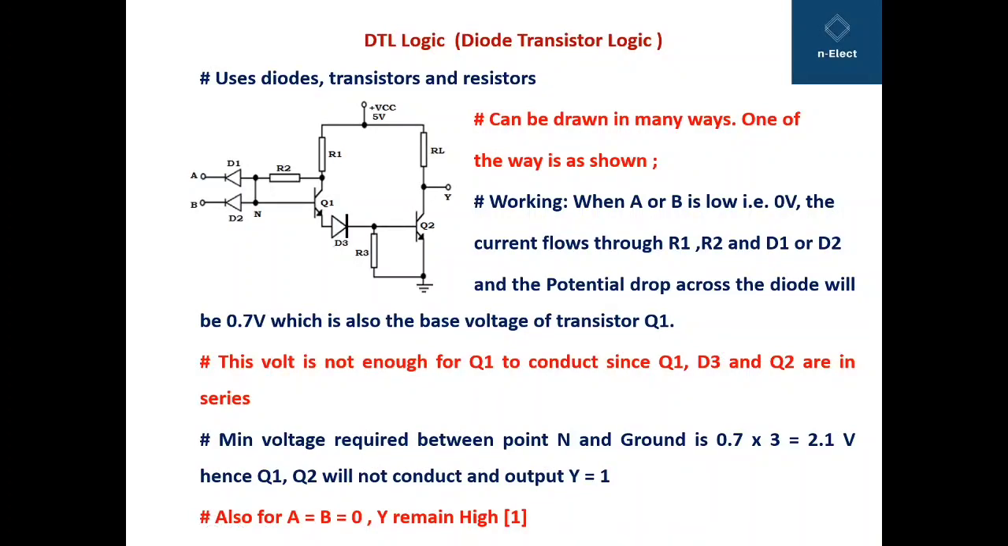Also for A equal to 0 and B equal to 0, means when both the inputs are 0, the same condition will appear. Current will flow like this through R1, R2 and through both the diodes, because now both the inputs are connected to ground, and therefore neither Q1 conducts nor Q2 conducts, and all the VCC appears across Y, and therefore the output will be high.